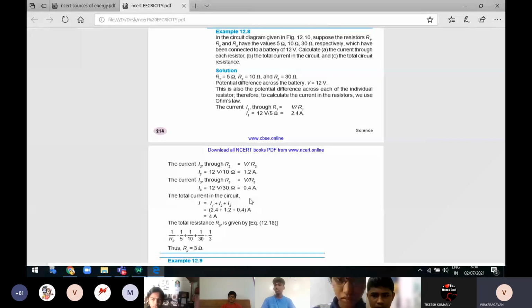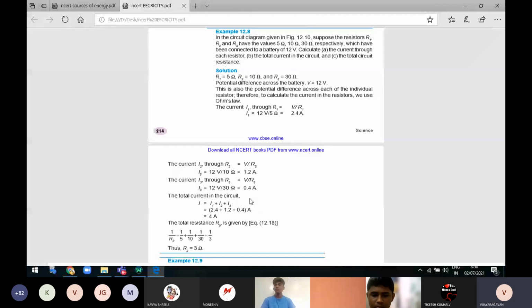Here the potential difference across the battery means it starts from the positive end and ends at the negative end. That is the meaning of across the battery. This is also the potential difference across each of the individual resistors. It is the same 12 volts for the individual resistors because the voltage is the same in parallel.